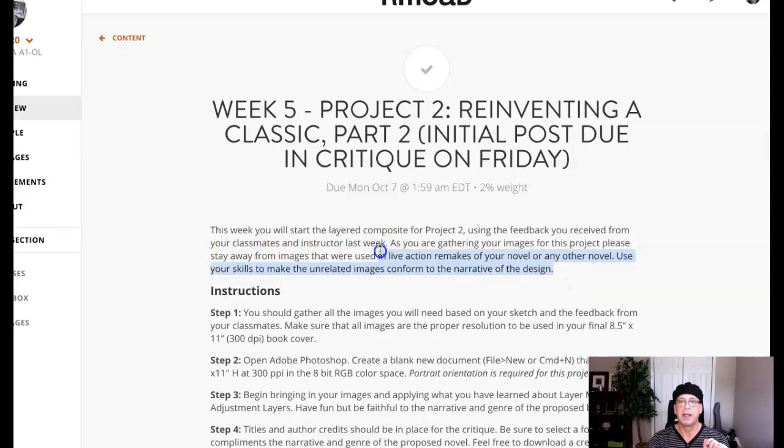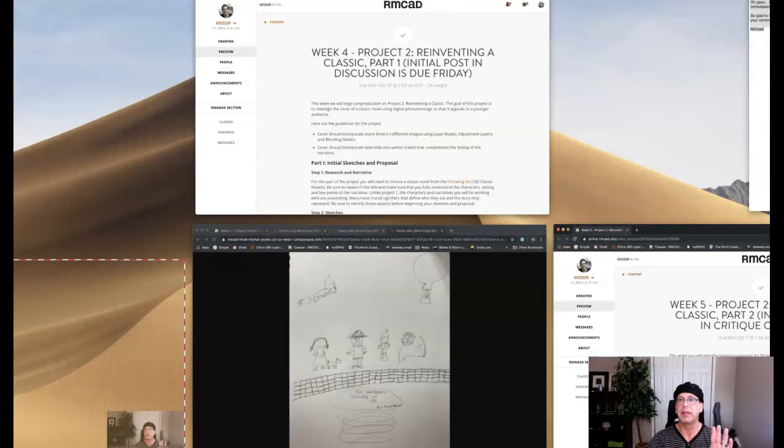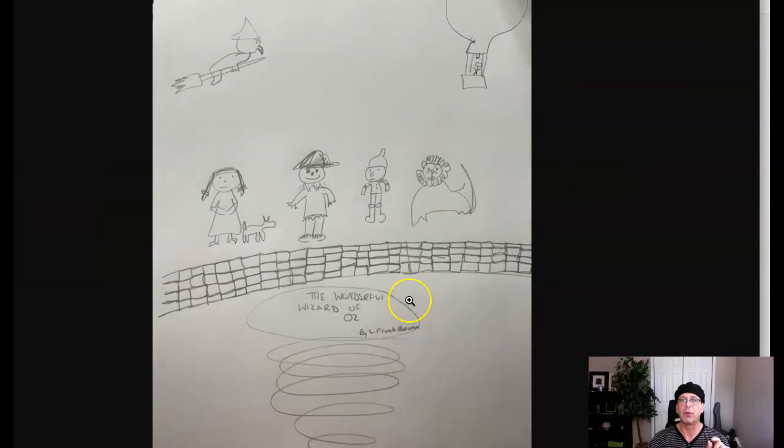Okay, so it's as you gather your images for this project, please stay away from images that were used in the live action remakes of the novel. So you can't go out and get images of Dorothy and the characters from the movie, right? You have to depict them somehow other than using the images from a movie. Okay, that's going to be the interesting part, and that's going to kind of force you into saying, okay, maybe this isn't the most optimal approach.